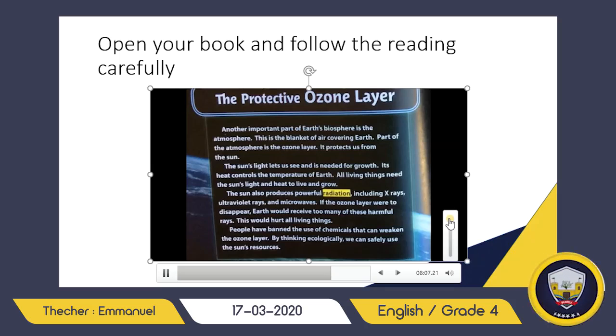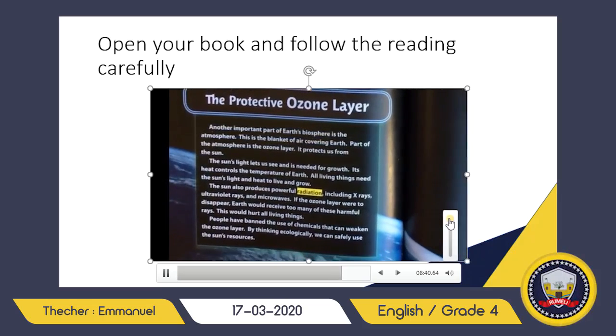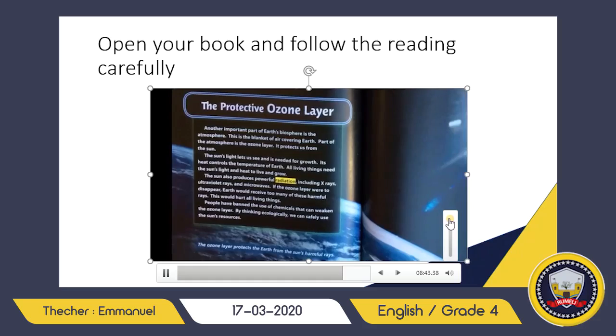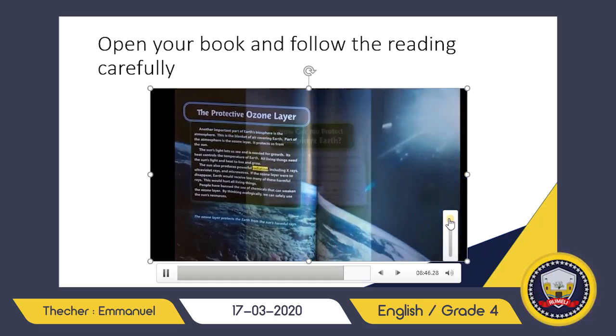The sun also produces powerful radiation, including X-rays, ultraviolet rays, and microwaves. If the ozone layer were to disappear, Earth would receive too many of these harmful rays. These would hurt all living things. People have banned the use of chemicals that can weaken the ozone layer. By thinking ecologically, we can safely use the sun's resources. The ozone layer protects the Earth from the sun's harmful rays.